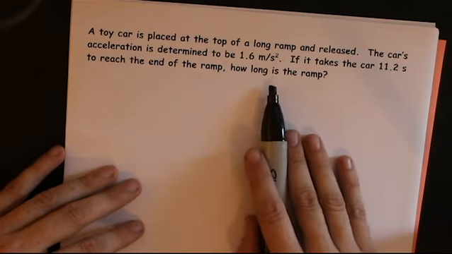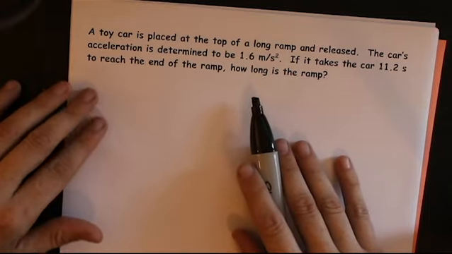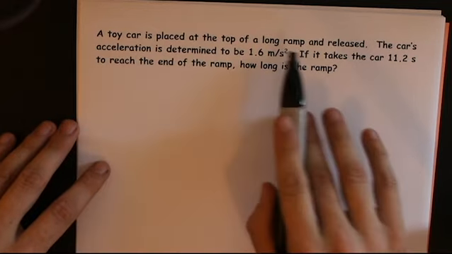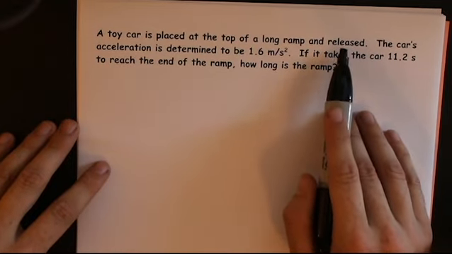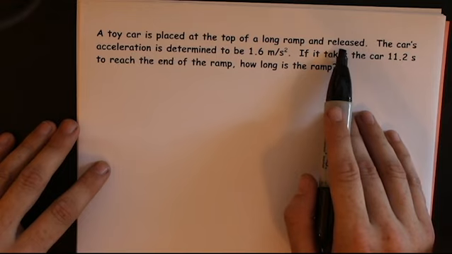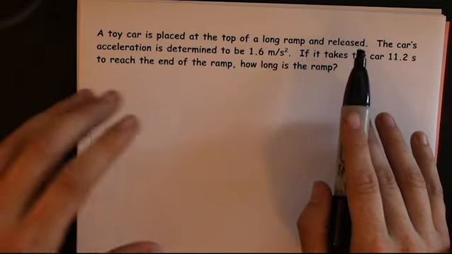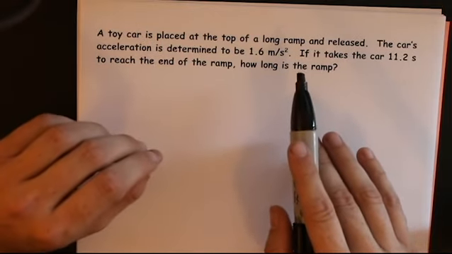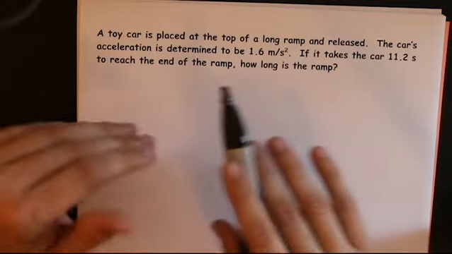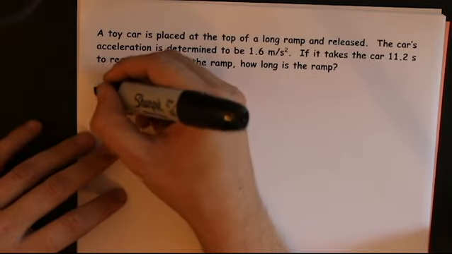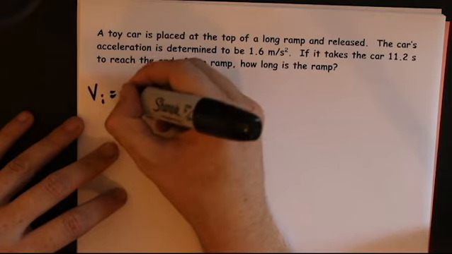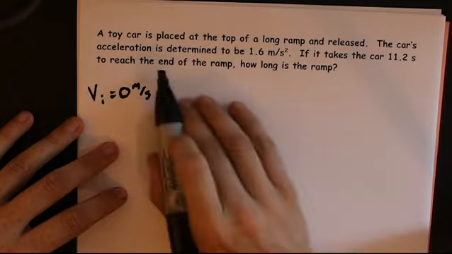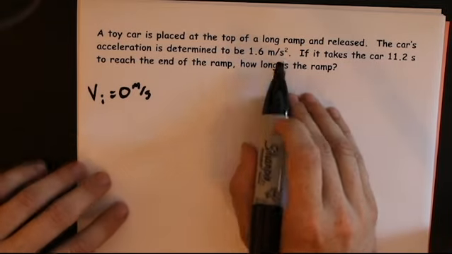All right, so like the last one, we're just going to start over here making a list of everything we know. So toy car is placed on top of a ramp and released. That tells me that it had initial velocity, but that initial velocity was 0, because if it was just placed on the ramp and let go, that moment it was let go, it was moving at 0 meters per second, and then it started to accelerate. It started to speed up then. So that tells me that the car had an initial velocity of 0 meters per second. And the car's acceleration is determined to be 1.6 meters per second squared.